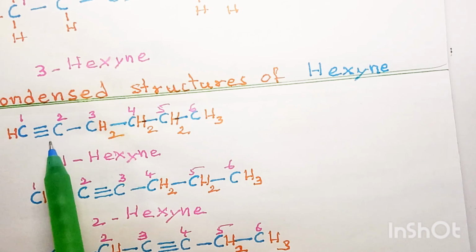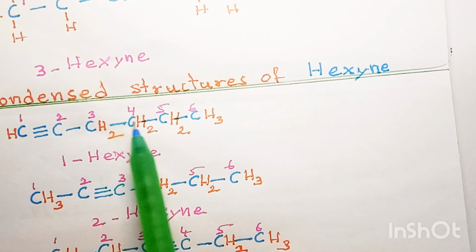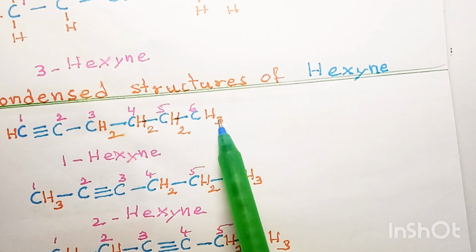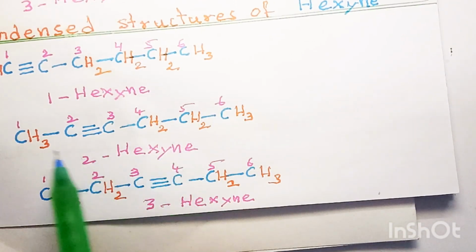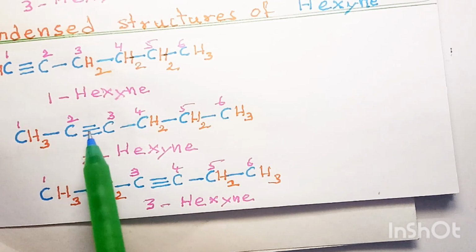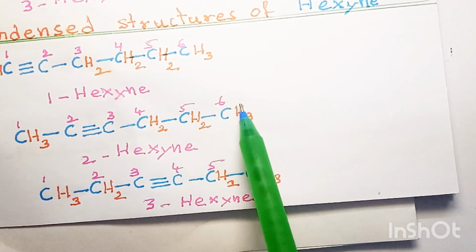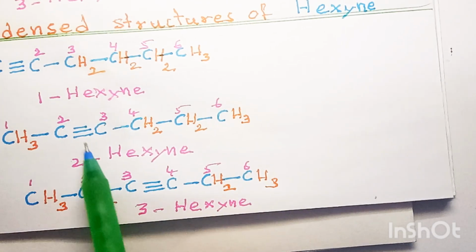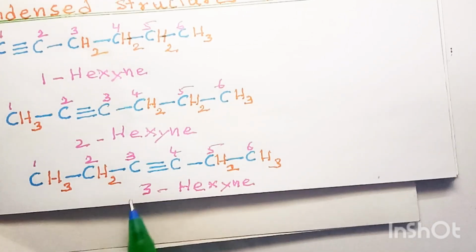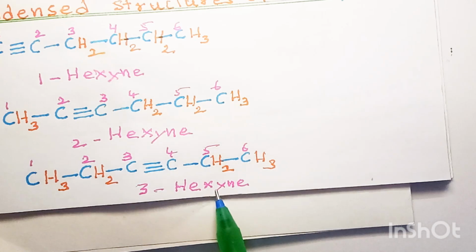1-hexyne will be like this. CH triple bond C, single bond CH2, single bond CH2, single bond CH2, single bond CH3. This is 1-hexyne. 2-hexyne, CH3 single bond C, triple bond C, single bond CH2, single bond CH2, single bond CH3. This is 2-hexyne because the triple bond is starting at second carbon. Similarly, if the triple bond starts at carbon number 3, it is called 3-hexyne. So these are the three structures of hexyne.